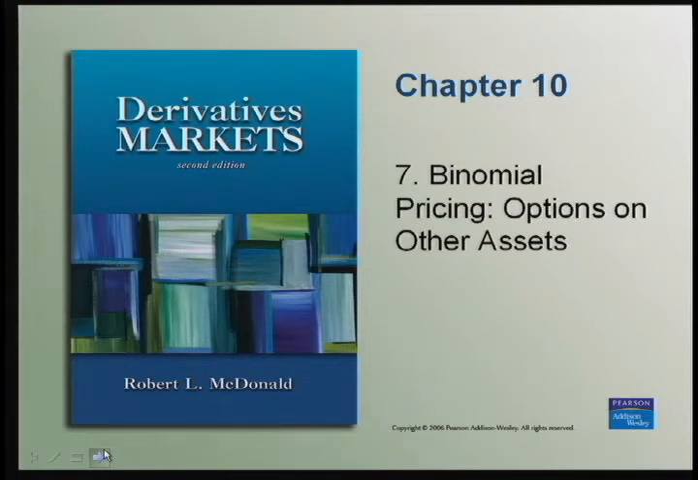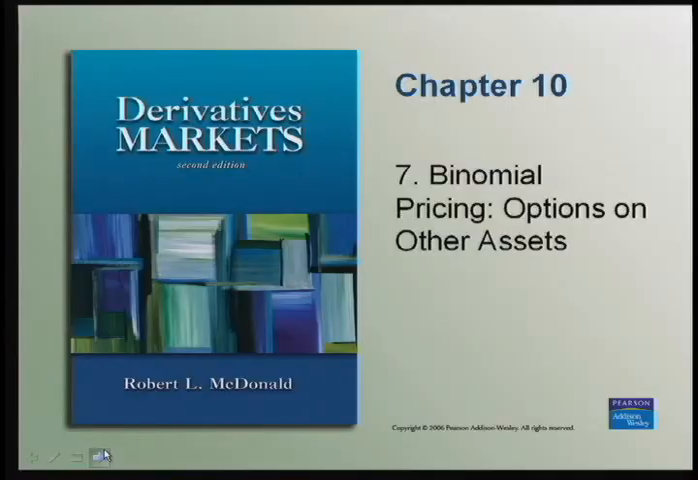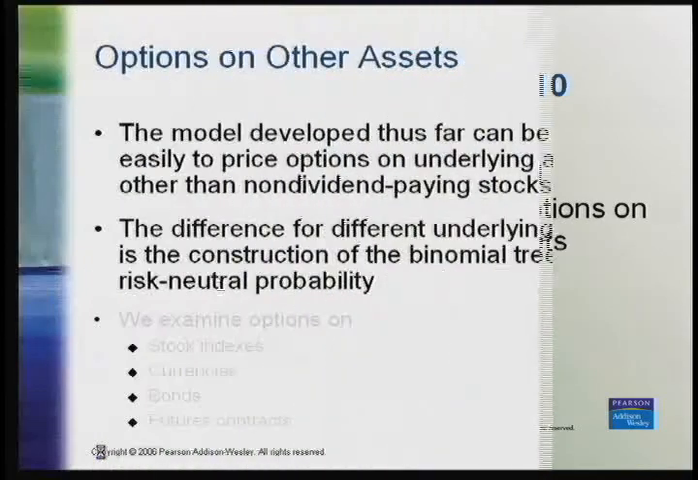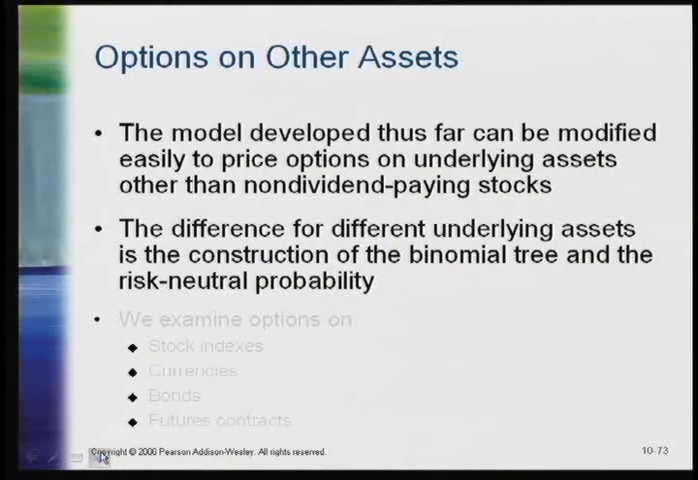In the final module of Chapter 10, we'll look at binomial pricing options on other assets. So we'll be more explicit about currencies and dividends on stock, and stock with indexes, on indexes and so forth. The model we developed so far can actually be adapted relatively easily.